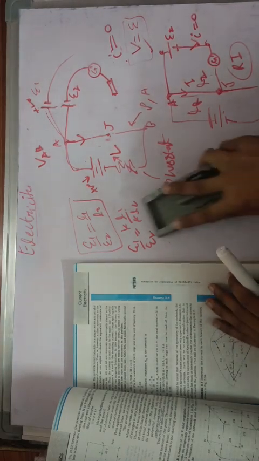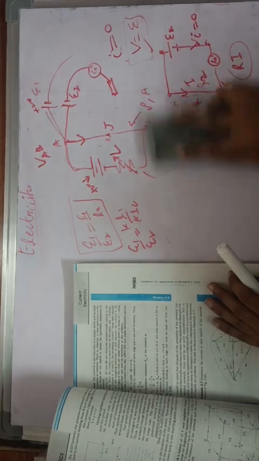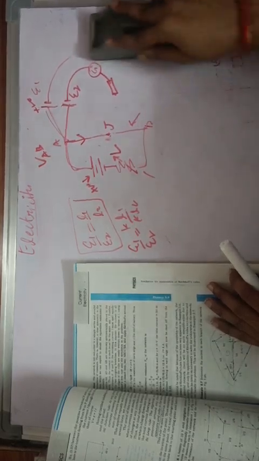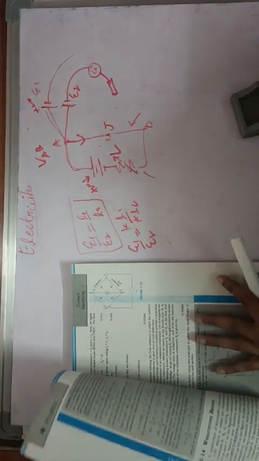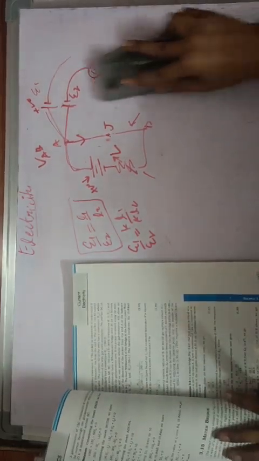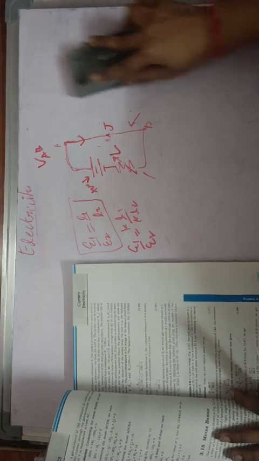Now the next thing is measuring the internal resistance of a cell. In this case we will take only one cell.